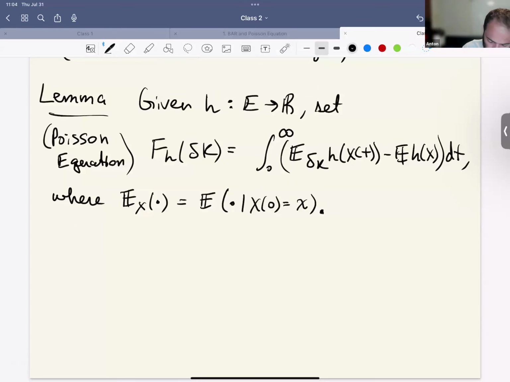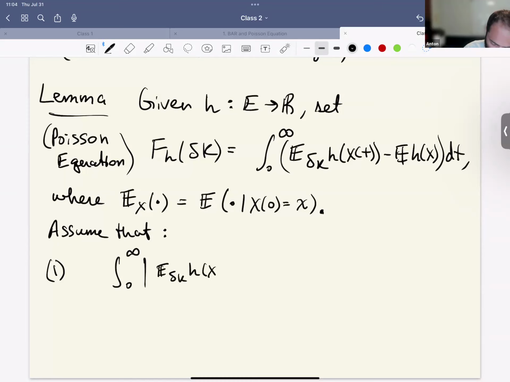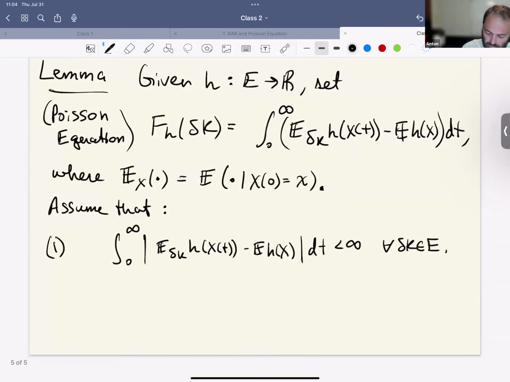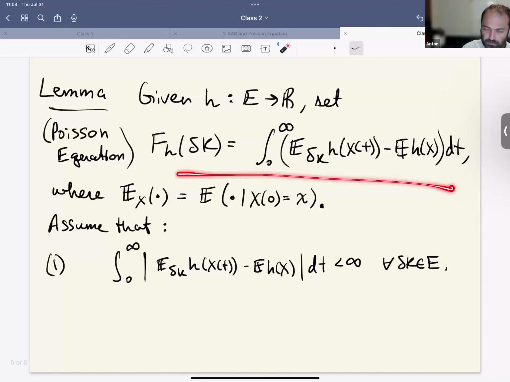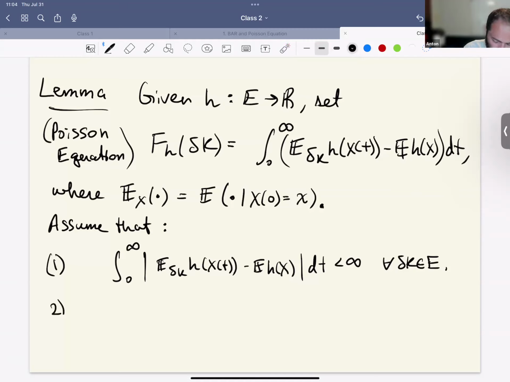Okay. Now I need two conditions. Assume that condition number one, integral 0 to infinity. Okay. Condition number one says simply that the potential is well defined. That's all I want of it. Because if condition one isn't satisfied, then we can't really say anything.